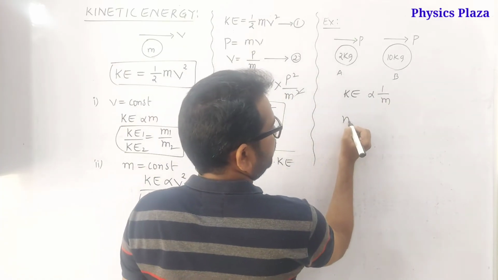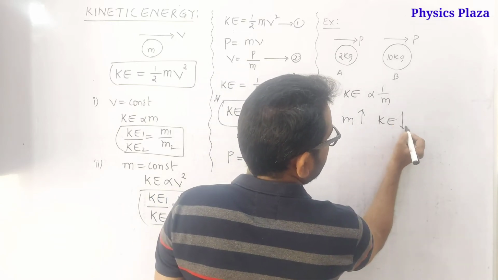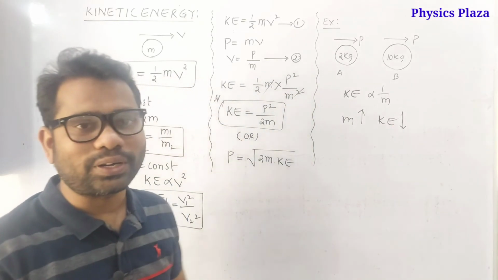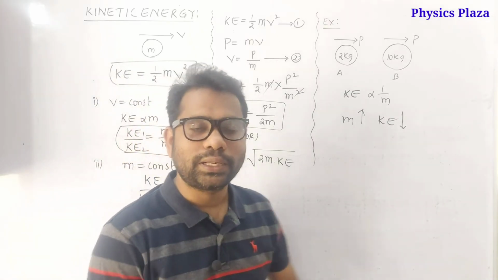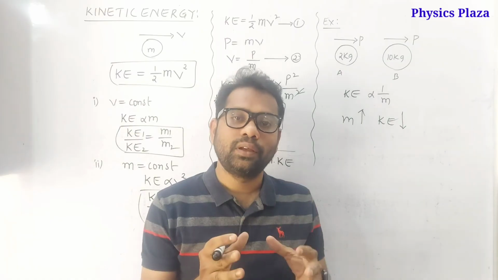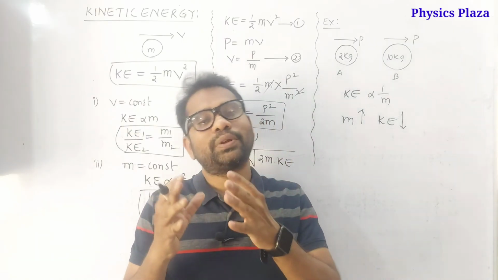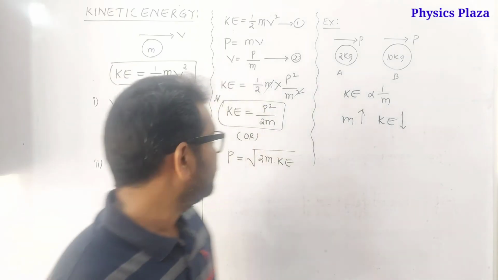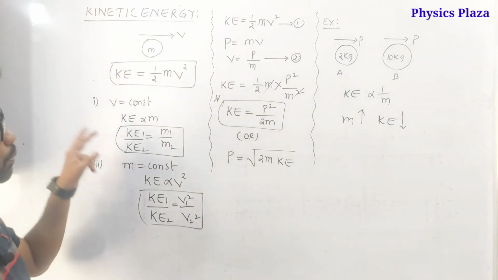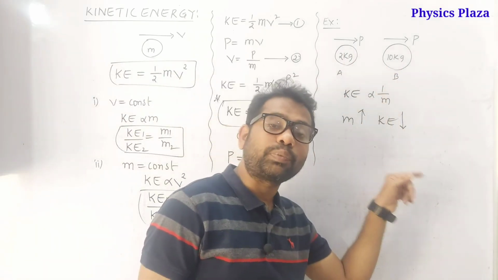I mean, if the mass is more, kinetic energy will be less. Oh my god, it's very, very important. So every time you can't say that kinetic energy is proportional to mass or inversely proportional to mass. No, it depends whether velocity remains constant or linear momentum remains constant. It's very important. When velocity remains constant, it is proportional to the mass. When linear momentum remains constant, it is inversely proportional to mass.